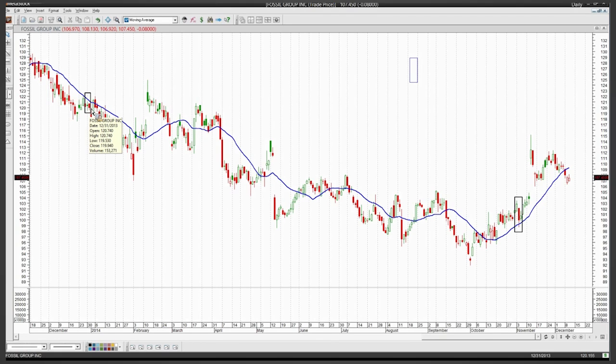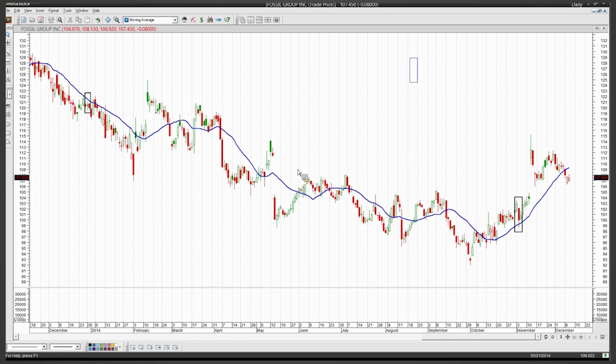It would have stopped you out. But again, the range of that bar there, from high to low, was just over $1, about $1.20. Okay, that would have been your loss there.